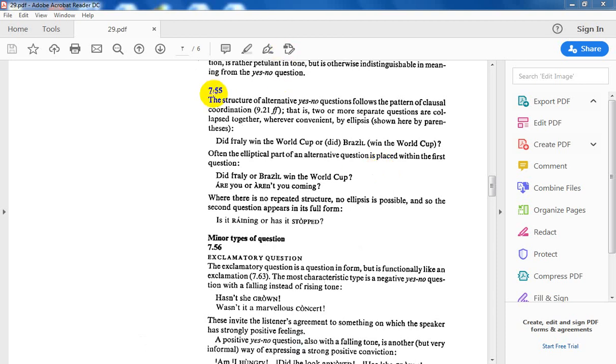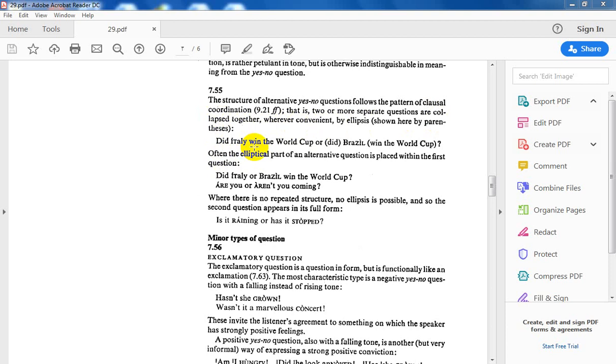On the item 7.55, look, the structure of alternative yes-no questions. The alternative questions that resemble yes-no questions follow the pattern of a clausal coordination. That is, two or more separate questions are collapsed together wherever convenient by ellipsis. That means there is something omitted, something ellipted. Why? Let us see.